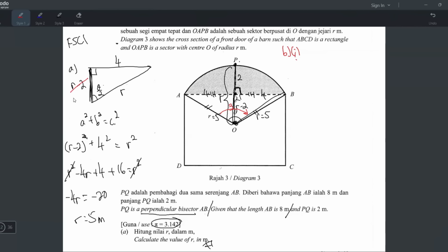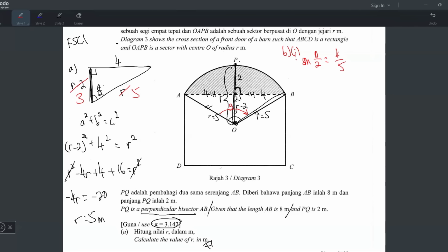So we already know this is 5 minus 2, which is 3, and this is 5. So to find the angle here, actually half of the angle here, you can use SOHCAHTOA, right? You want to use sin, cos, or tangent. Actually, all three can be used, because you already have all three sides. So you can use SOH, CAH, or TOA. Let's say I use sine. So sine theta over 2 will be opposite over hypotenuse. So it will be 4 over 5.